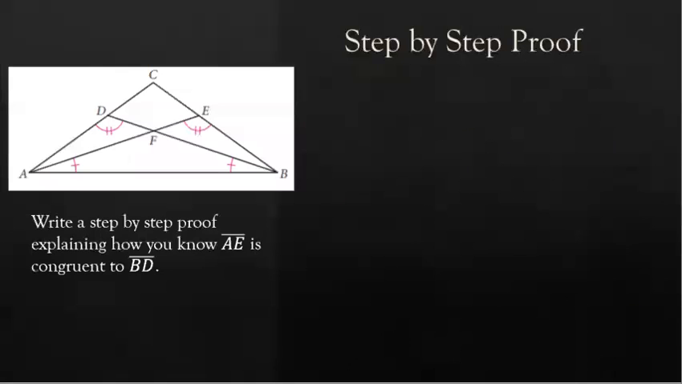Let's look at an example. Here we want to write a step-by-step proof explaining how you know that AE is congruent to BD. So we're looking at AE, this line here, needing to be congruent to DB.